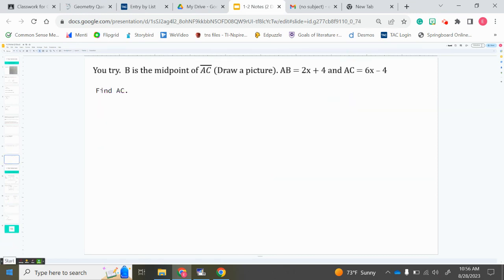All right, try this one next. B is the midpoint of AC. Draw the picture. AB is equal to 2x plus 4, and AC is equal to 6x minus 4. This one is a lot like example 3. Please try it on your own, and then we'll go over it in a few minutes. I'm going to set a timer, let's say 3 minutes. I think 3 minutes is fair.